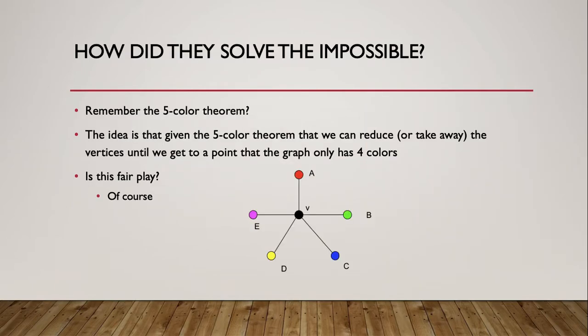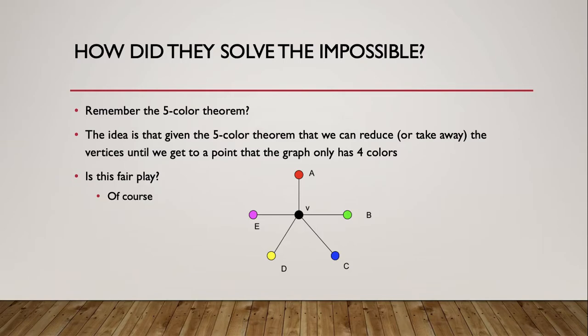So as I mentioned, this problem was left unsolved for over 100 years. So how did this eventually come about? Well, there was this thing called the five-color theorem. Remember the five-color theorem? If you don't remember it, I'll give you a little reminder of it. The five-color theorem says that given a plane separated into regions, the regions may be colored by no more than five colors, and no two adjacent regions get the same color.